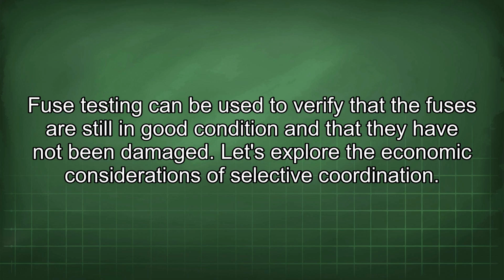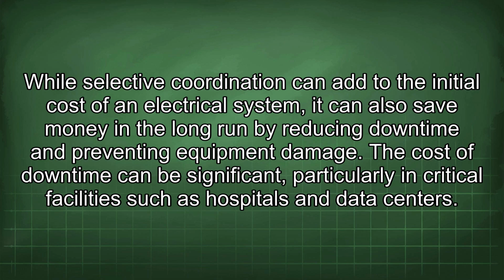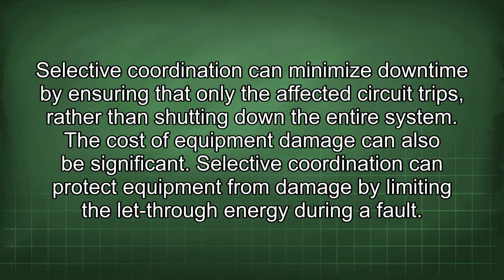Let's explore the economic considerations of selective coordination. While selective coordination can add to the initial cost of an electrical system, it can also save money in the long run by reducing downtime and preventing equipment damage. The cost of downtime can be significant, particularly in critical facilities such as hospitals and data centers. Selective coordination can minimize downtime by ensuring that only the affected circuit trips, rather than shutting down the entire system. The cost of equipment damage can also be significant. Selective coordination can protect equipment from damage by limiting the let-through energy during a fault.